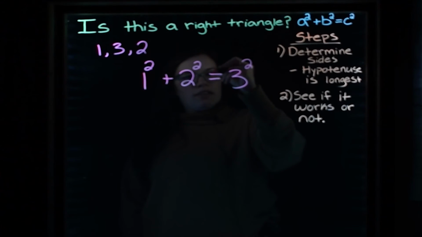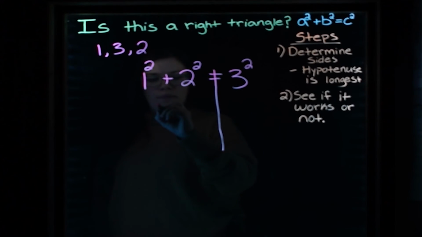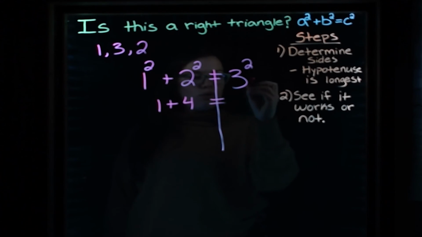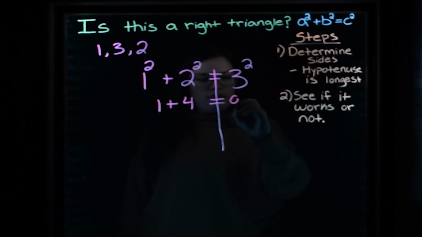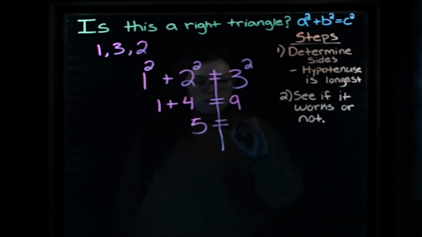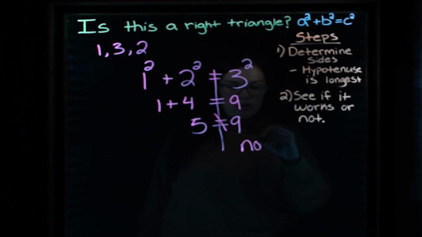Draw that line down the equal sign to help you stay nice and organized. Do what the equation tells you. 1 times 1 is 1, plus 2 times 2 is 4, equals 3 times 3, which is 9. 4 plus 1 is 5. Uh-oh. 5 does not equal 9, so this is not a right triangle. So I'm going to write no. This is not a right triangle.